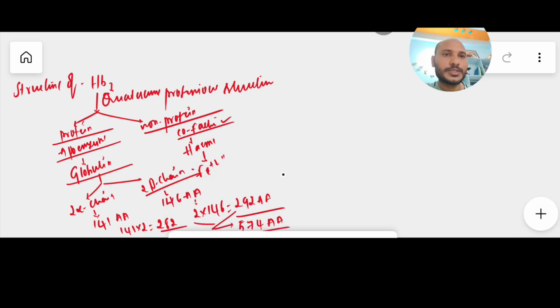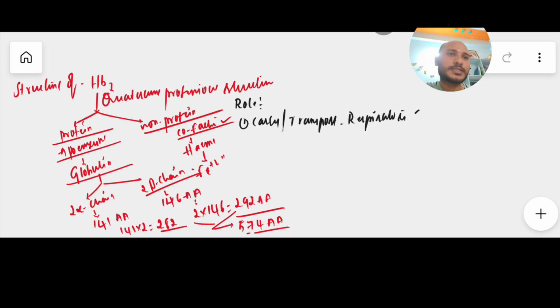Function of hemoglobin. Generally, the main role of hemoglobin is that it transports gases dissolved in blood plasma: it transports oxygen and also transports carbon dioxide.